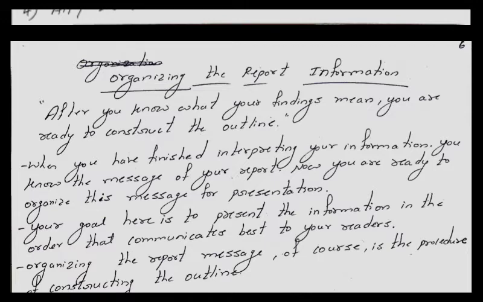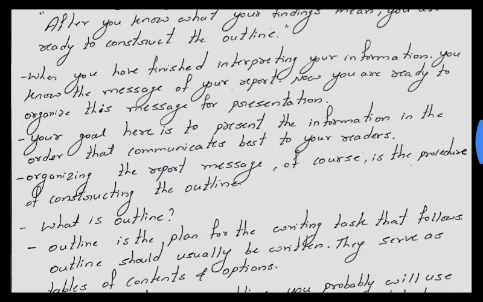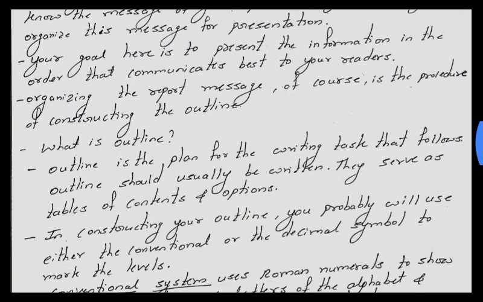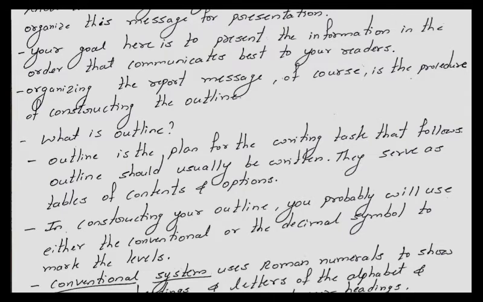That is the nature and extent of outlining. This topic is related to organizing the report information. Yesterday we studied how you are going to organize the report information. What is an outline? Is it clear? An outline is nothing but a plan for writing the tasks.